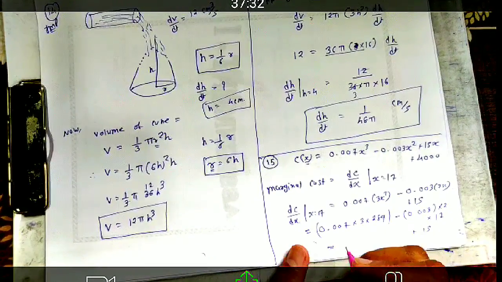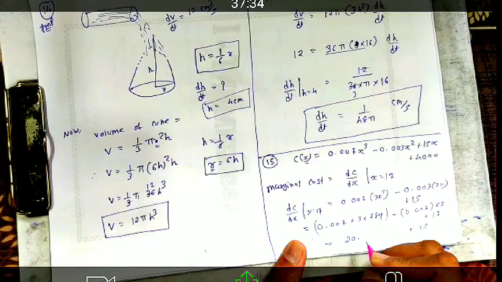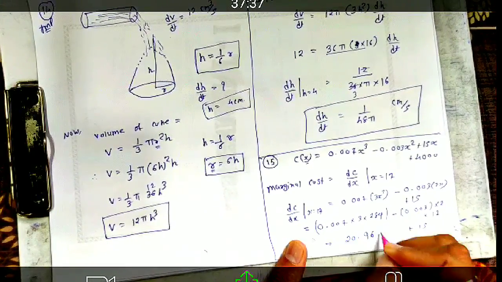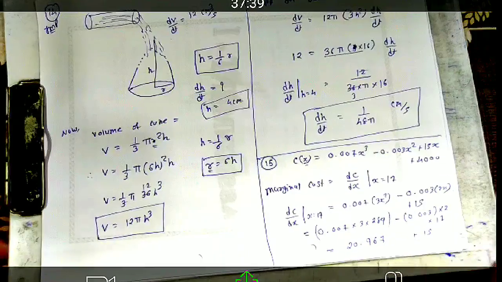That is marginal cost. Your answer must be, मैंने लिखा हुआ है 20.967. क्लियर, आ गया समझ में?